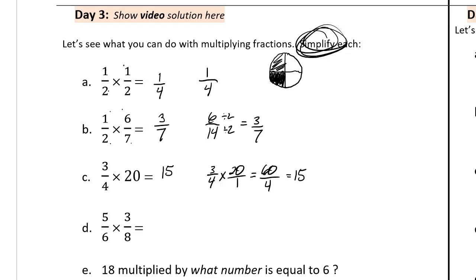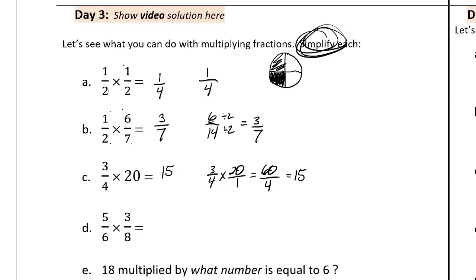Question D, 5/6 times 3/8. This means, what is 5/6 of 3/8? I'm not really sure on that. Because multiplication is commutative, meaning the order of the two numbers does not matter, you could also think of this as meaning, what is 3/8 of 5/6? Again, I'm not really sure. These fractions are not as easy to work with as having halves or thirds or quarters.